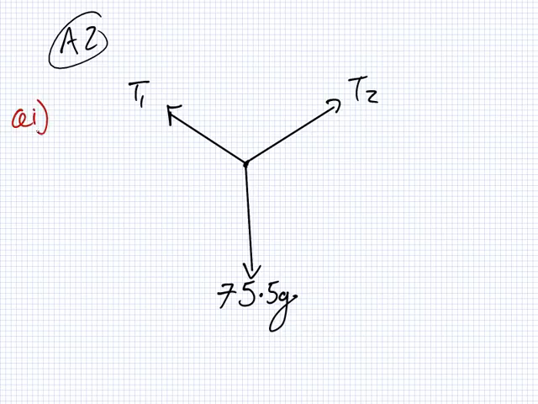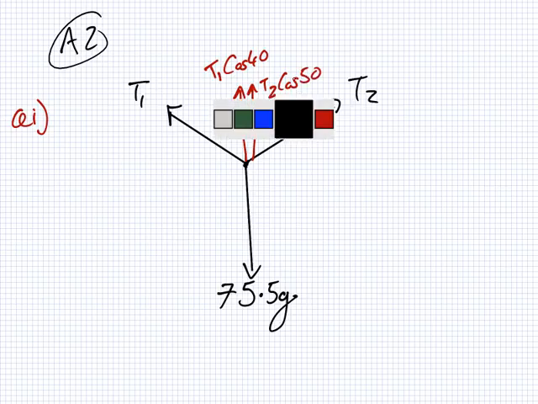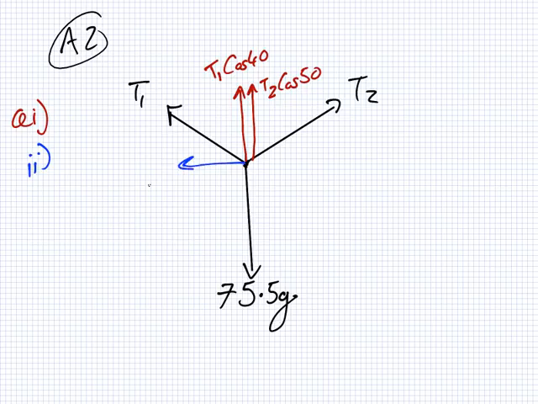Part A1 is vertically, so this is T1 cos 40, and this one here is T2 cos 50. And now, part 2, horizontally, so this is T1 sine 40, and this is T2 sine 50. And that's all? That is all. I mean, we don't have to do T1 sine 40 equal to T2... That's part B, which is find T1, T2.